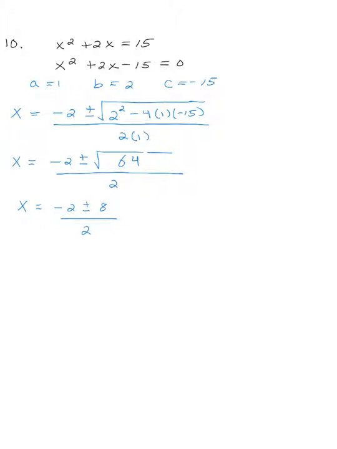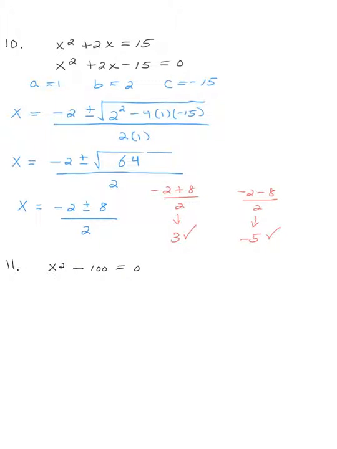There are two solutions to this equation. Negative 2 plus 8 over 2, but also negative 2 minus 8 over 2. This one here is 6 over 2, which is equal to 3. And this one is negative 10 over 2, which is equal to negative 5. Those are my two solutions.